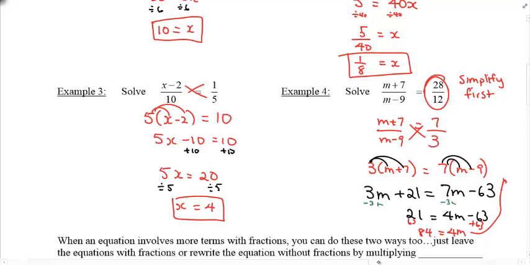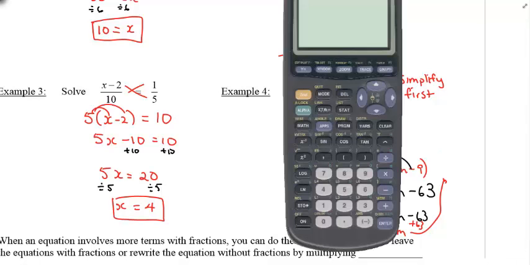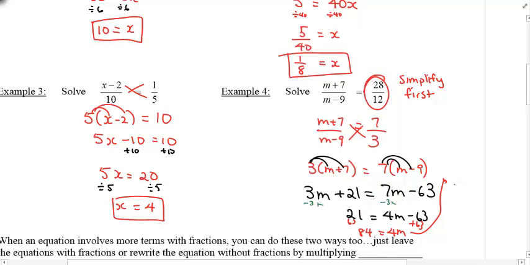Sorry, ran out of space. Divide both sides by 4, I believe. What's 84 divided by 4? Oh, I should know that. 21. So 21 equals m.